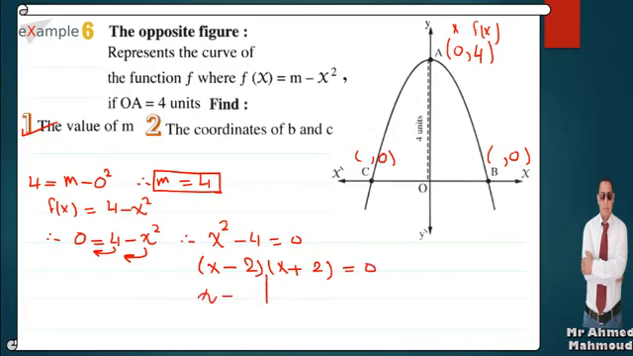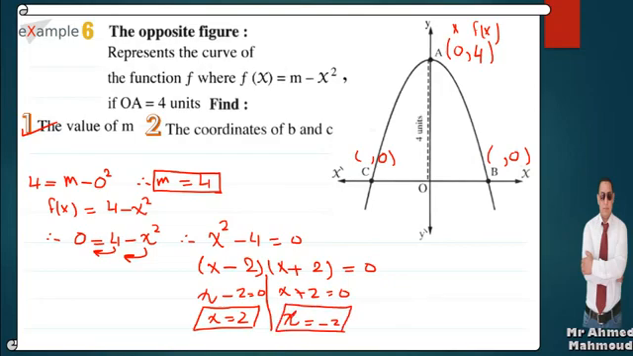Then x minus 2 equals 0, and x plus 2 equals 0. Then x equals 2, and x equals negative 2. Okay, now I have two values of x, negative 2 and 2. So B will be 2 and 0, and C will be negative 2 and 0. It's very clear because C is on the left side and B on the right side. So B equals 2 and 0, C equals negative 2 and 0.